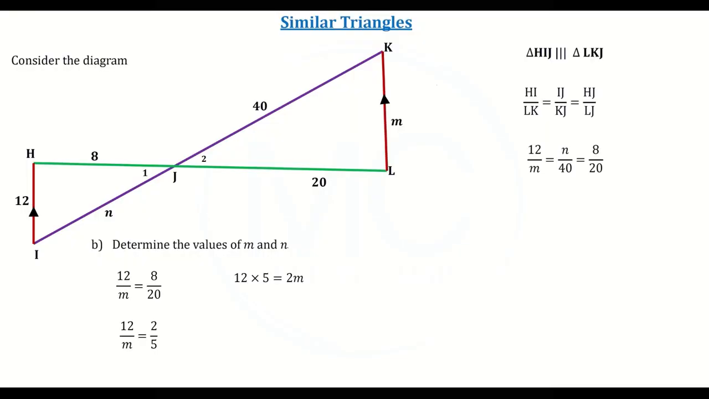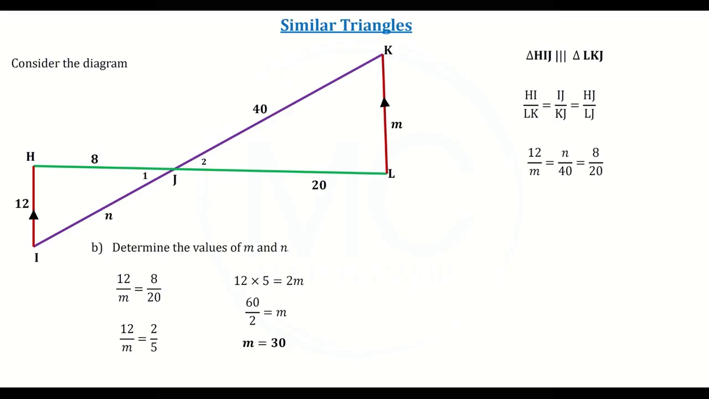12 multiplied by 5 gives us 60. So we get 60 over 2, which is equal to M. 60 over 2 is 30. So this is our value for M.